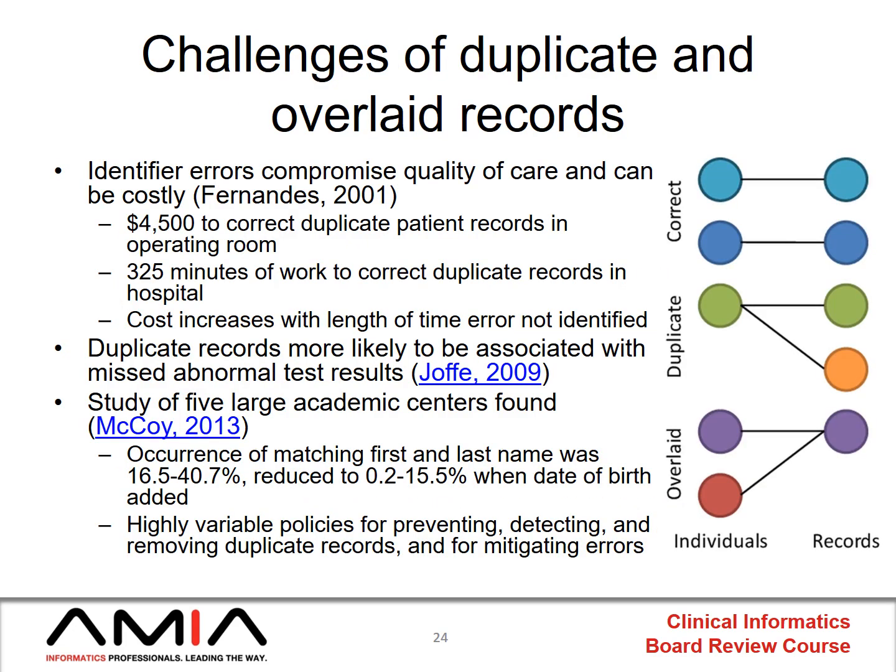The problems of duplicate and overlaid records are not trivial. They cost money, and the longer that it takes to identify and correct the error, the more expensive it becomes. Those who have duplicate records are more likely to have missed abnormal test results. And the figure on this slide shows the difference between duplicate records, where there is one individual in multiple records, and overlaid records, where there are multiple individuals connected to a single record.